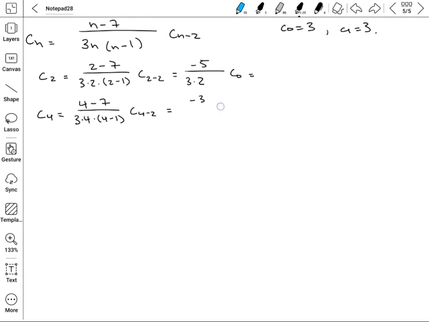And so that simplifies to minus 3 over 3 times 4 times 3 times C2. And when I plug in my C2 results, again, I'm not going to multiply things out because it helps me to see the pattern if I leave everything in this form. And then I continue on to C6. There we go. So I'm going to plug in n equals 6.